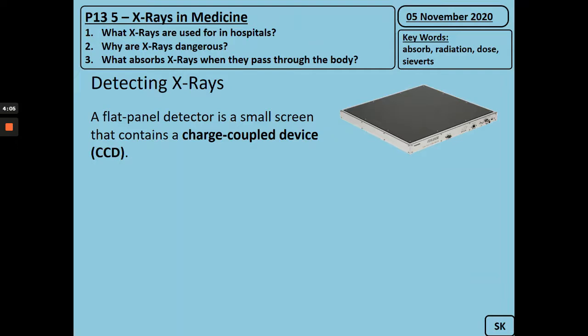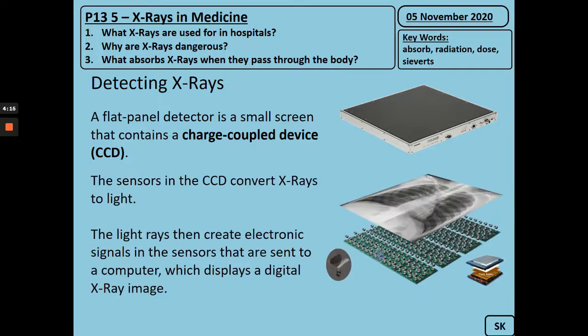Okay, so detecting X-rays. A flat panel detector is a small screen that contains a charge-coupled device, something that we learnt about a few lessons ago. The sensors in the charge-coupled device convert the X-rays to light. The light rays then create electronic signals in the sensors that are sent to a computer, which then displays the image of the X-ray.